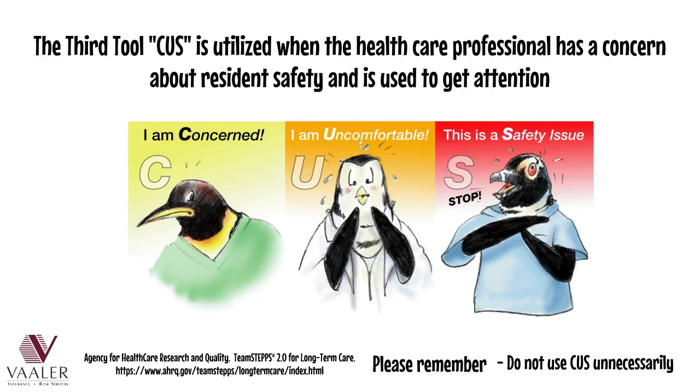CUS is a 3-step process used to gain attention for a resident safety issue. Number 1 is I'm concerned about. No response or still concerned after the response. 2, I am uncomfortable and why. No response or still concerned after the response. 3, this is a safety concern and why. All staff should have the authority and responsibility to stop the line.